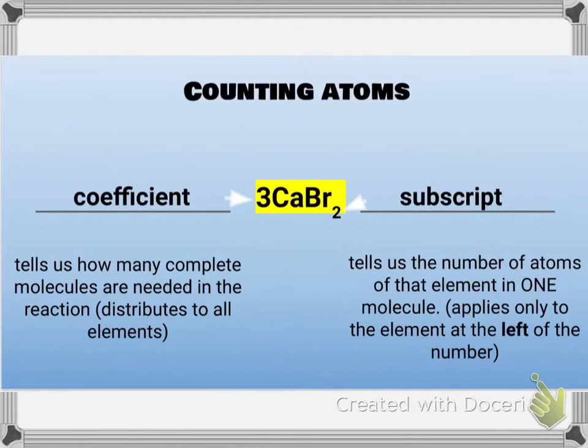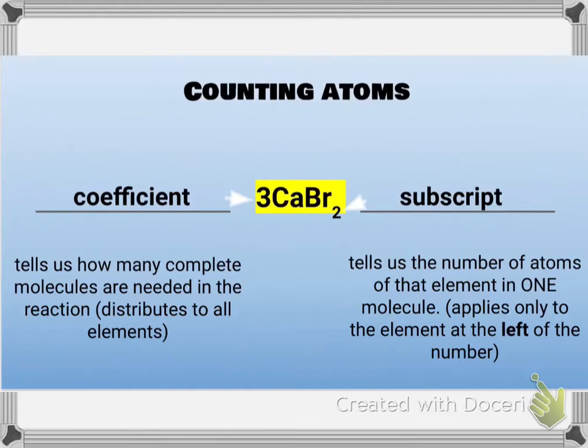The first is coefficient. Coefficient is just like the coefficient you learned about in math. It is a number that is usually on the outside of a parentheses, and it distributes to everything inside the parentheses. Now, this is the same case with a chemical formula.